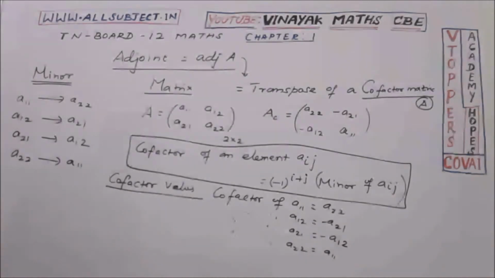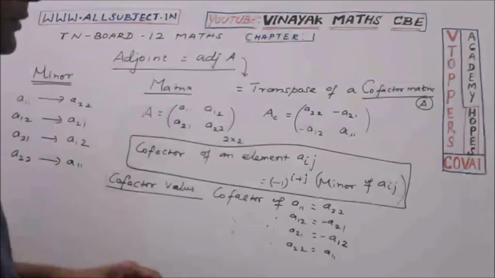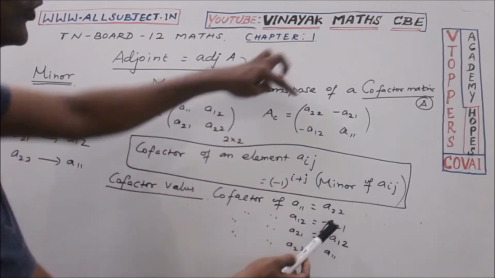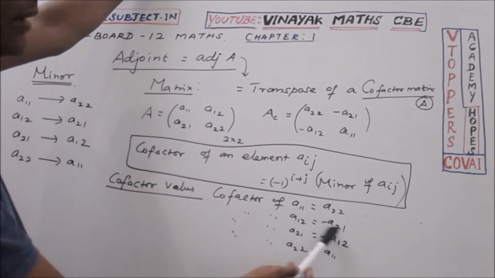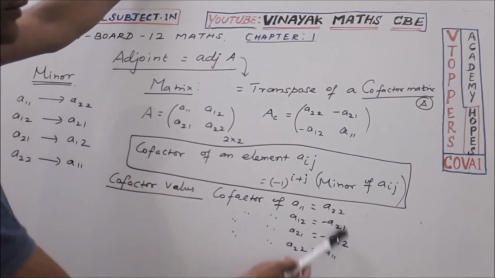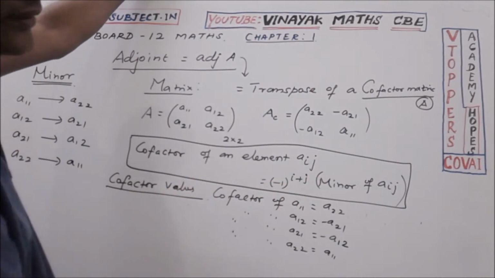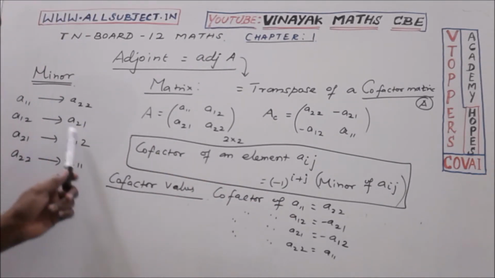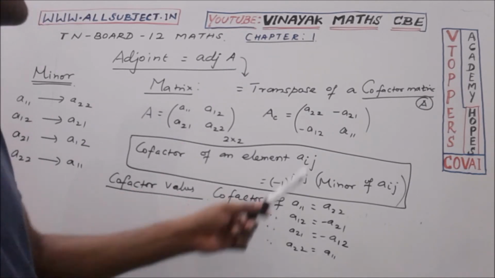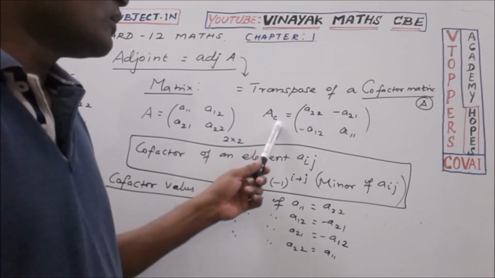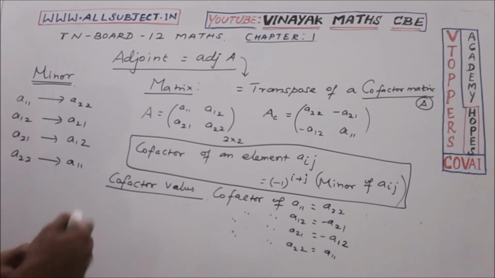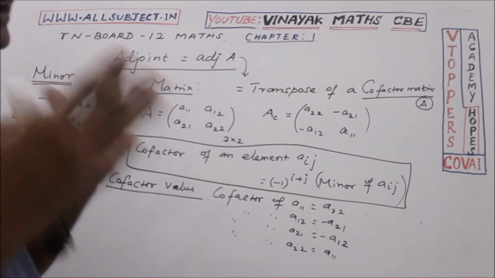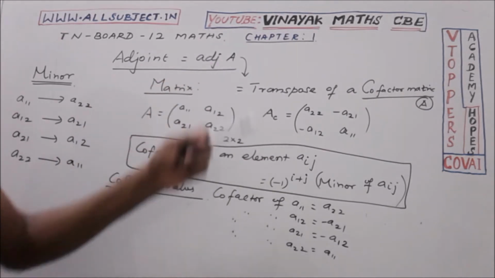Now look at the cofactor matrix. The cofactor matrix is nothing but the arrangement of its cofactor values in a proper order. A11's cofactor is A22 and A12's cofactor is minus A21. A21's cofactor is minus A12 and A22's cofactor is A11. So we moved to the minor values, then calculated the cofactor values, and then arranged them in place. That is known as the cofactor matrix. Now we are moving to adjoint.